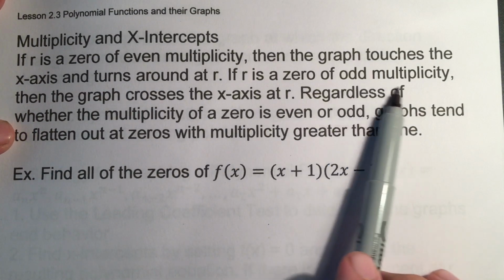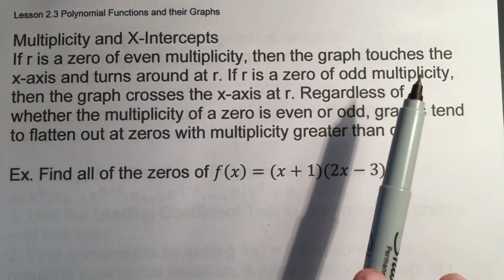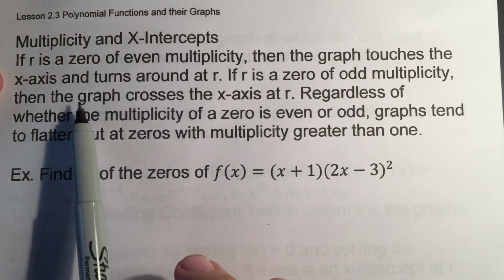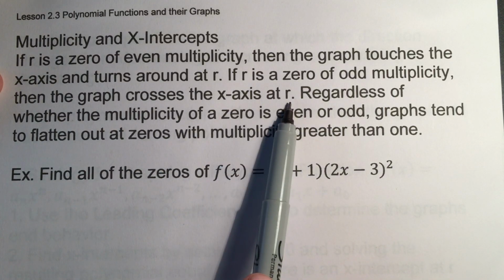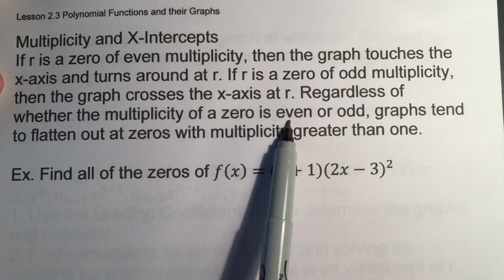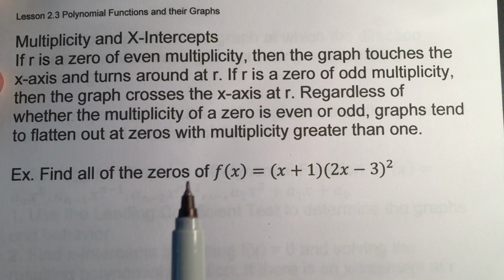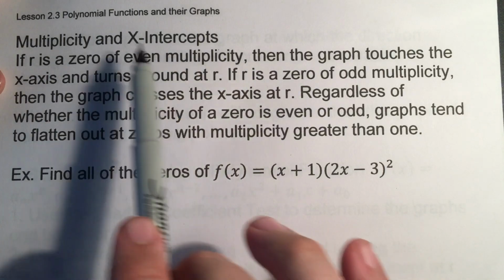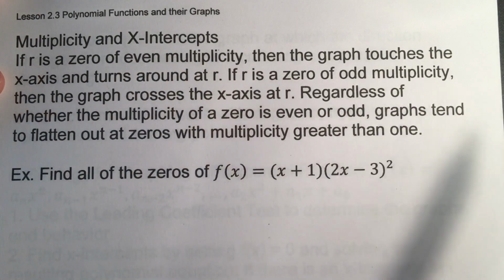If it's an odd multiplicity, so if it's an odd amount of times, so if it happens once, if it happens 3 times, happens 5 times, then it's going to be a cross at that point. If it's even, then it's going to touch at that point. So it touches and turns around when it's an even multiplicity.